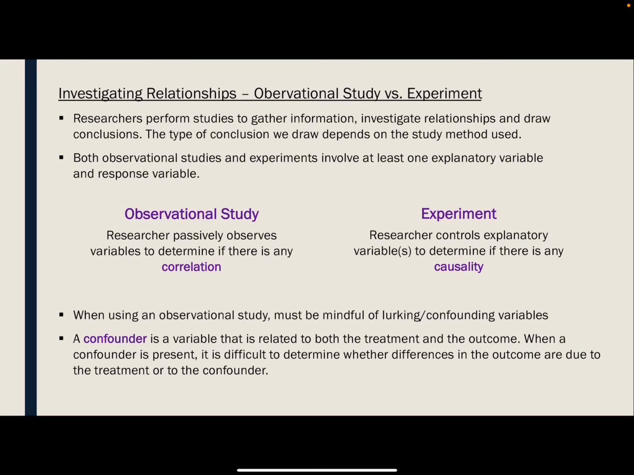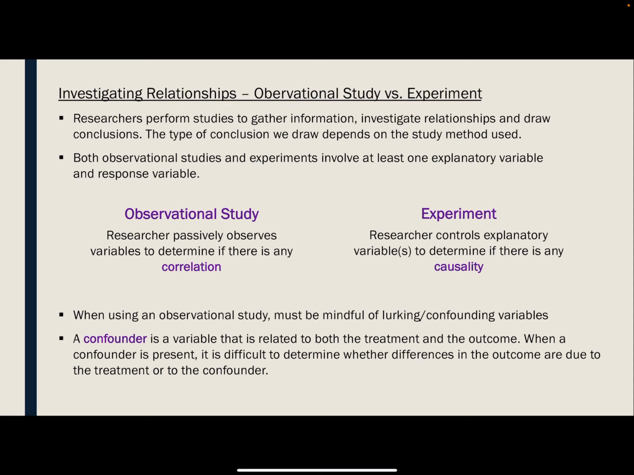Hi everyone. So Chapter 1 is all about methods for collecting data and then looking at data, the context of data, and classifying data. In Section 1.3, we look at observational studies and experiments and talk about the difference between the two. We look at observational studies and experiments when we want to see whether or not two variables have some kind of relationship, whether it's a correlation or a causality.